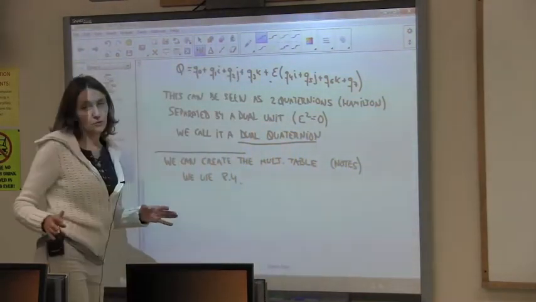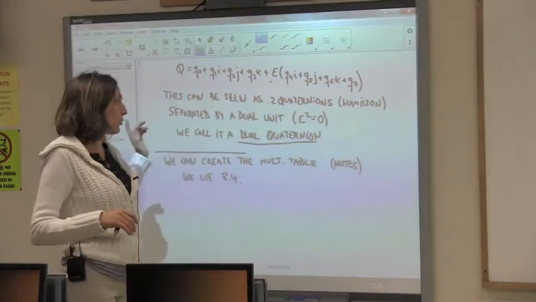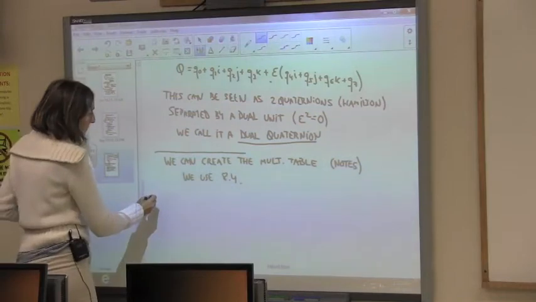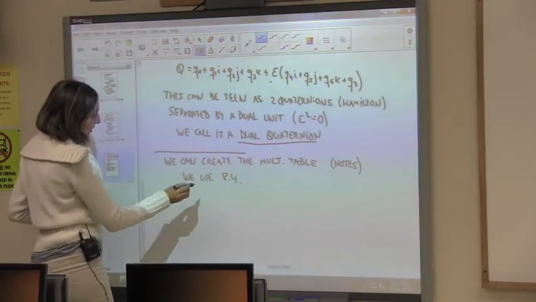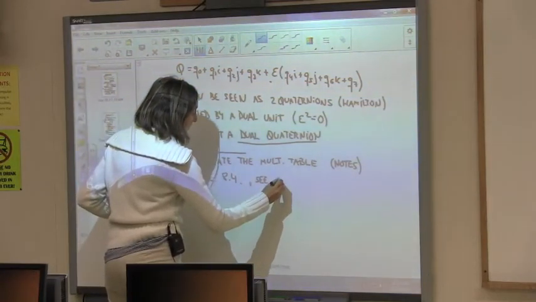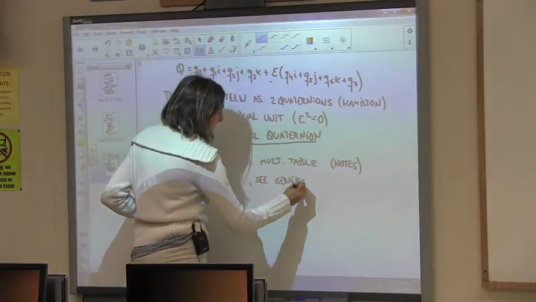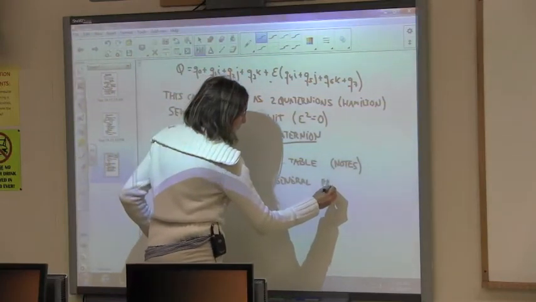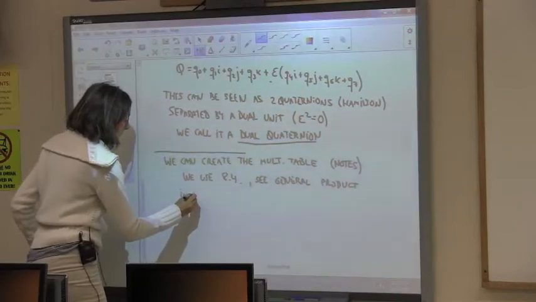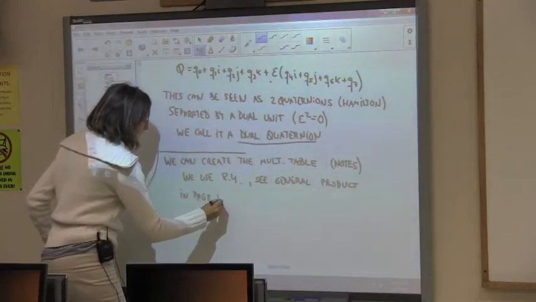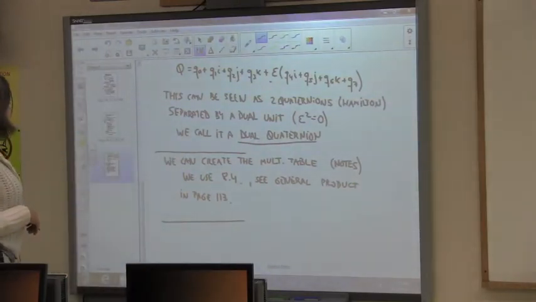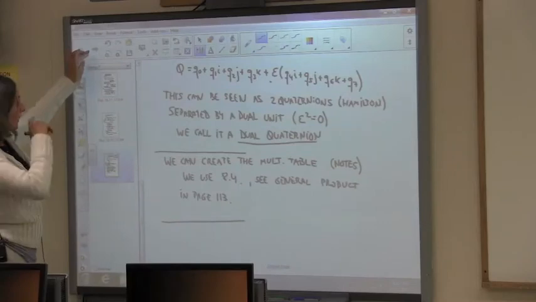But there are some shortcuts. When you program, that's fine, but if you have to do it by hand, there are some shortcuts, and we are going to show those. We use 8.4, and then the general product in page 113. All right. Let's go to the next.